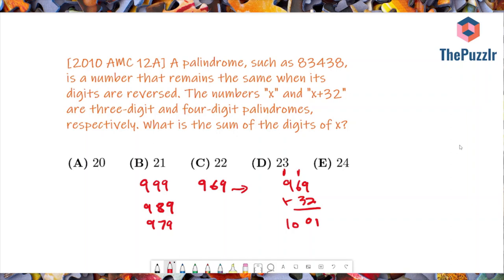So they're asking for the sum of the digits of x. So this is x. This is 18 plus 6, or 24. Okay, let's move on.